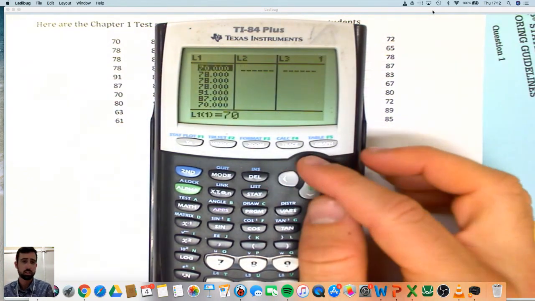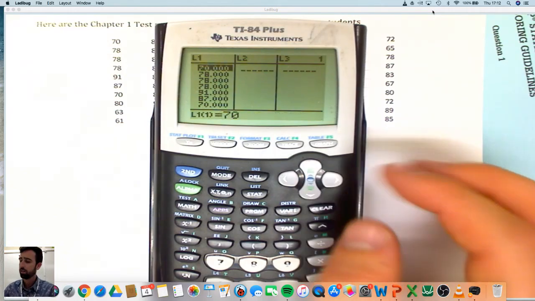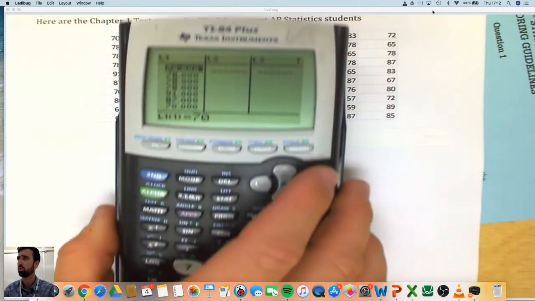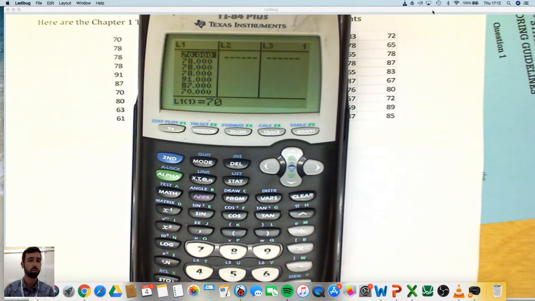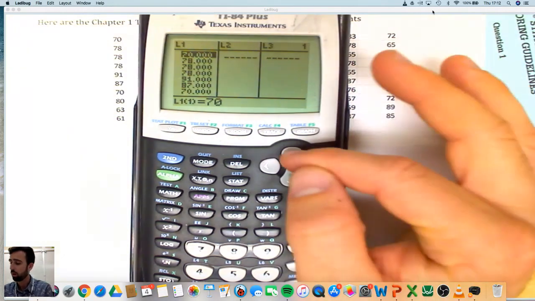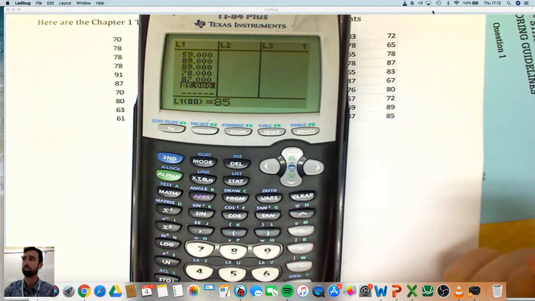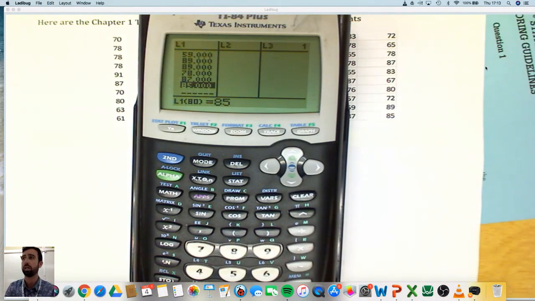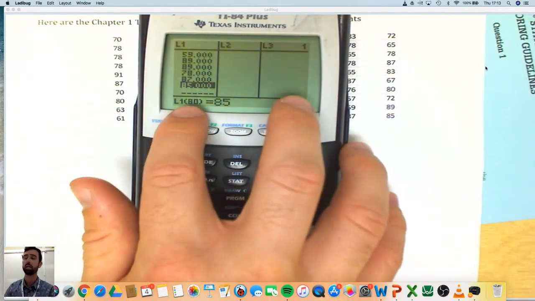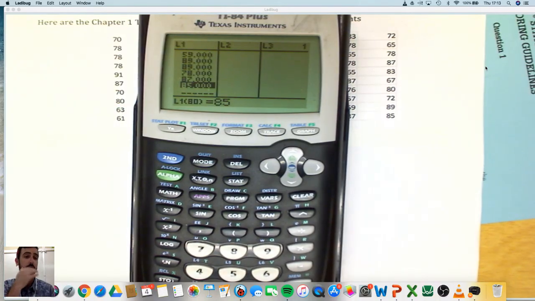Now, I already did this. I entered in the data before. There are 80 test scores, so regardless of what data you're entering in, you want to make sure down there that your last data point is your 80th data point. So it says L1, 80. That's good. We want that because that tells us that we have 80 data points in there.